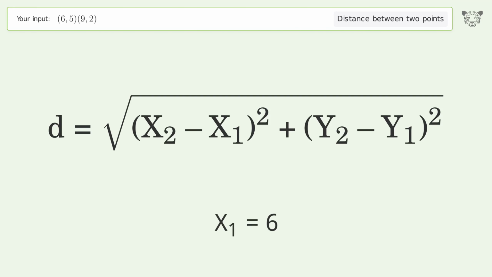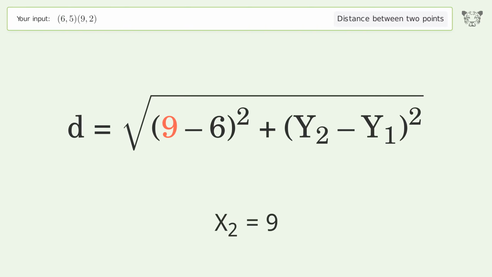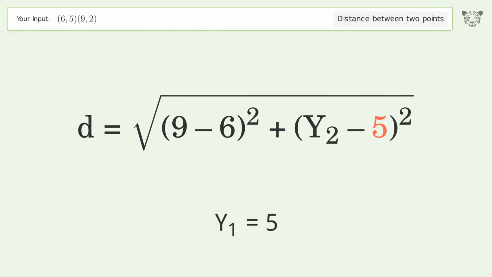x1 equals 6. x2 equals 9. y1 equals 5. y2 equals 2.